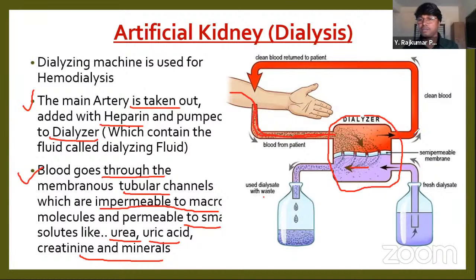Why? Because the dialyzing fluid is such that it creates a concentration gradient of these substances only. A concentration gradient exists for urea, uric acid, creatinine and mineral salts. Except for these, all the materials are present in the same amounts in the dialyzing fluid and in the blood. So because of the concentration gradient of urea, uric acid, and creatinine, excessive creatinine and excessive urea come down to the dialyzing fluid.